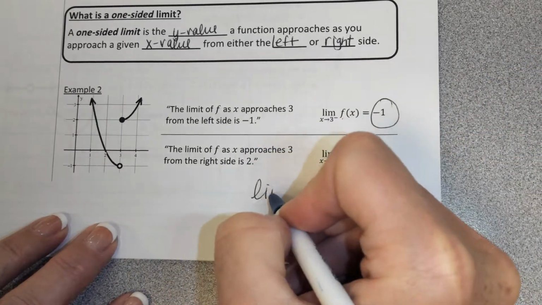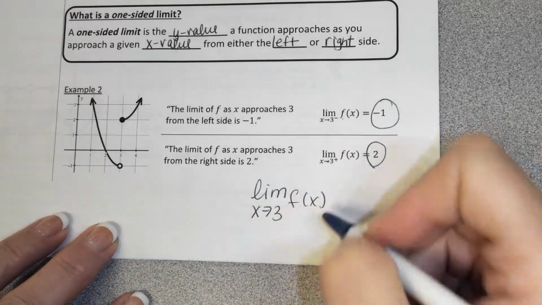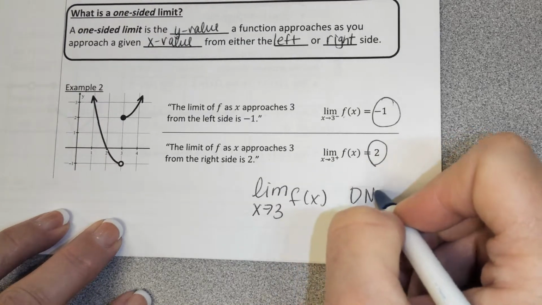But what would we say about the general limit as x approaches 3? What did we say about the general limit in this situation? Does not exist. Okay? All right. Let's try some problems.